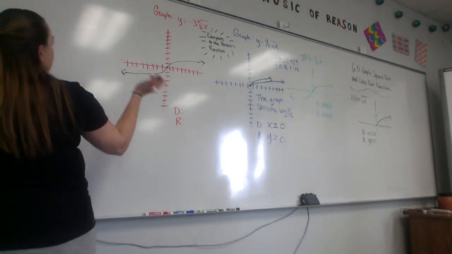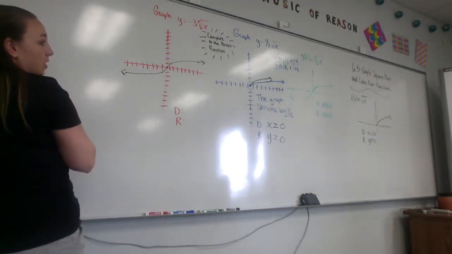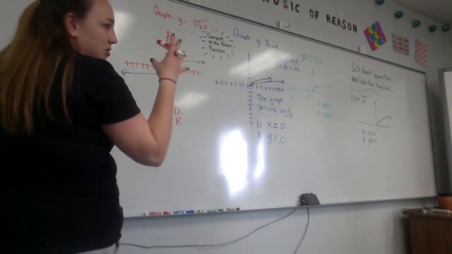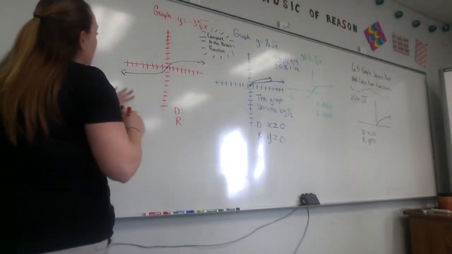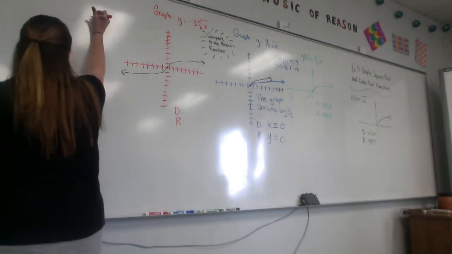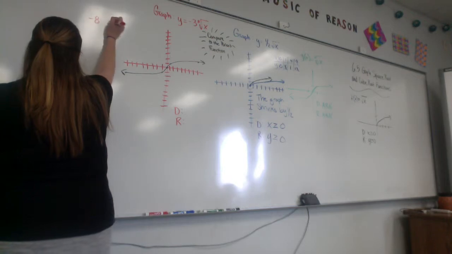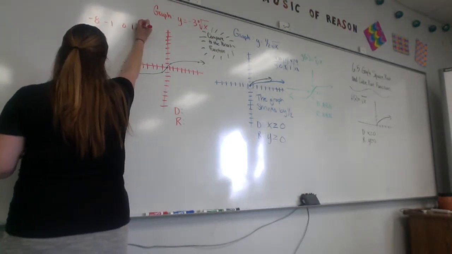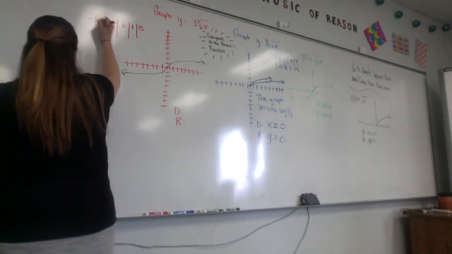Now, let's plug in some numbers that we know are perfect cubes. 1 and 8. We'll just do those two numbers for now. And then we also have to plug in negatives on this one, if you notice. So we're going to plug in -8, -1, 0, 1, and 8. Does that make sense? Okay.